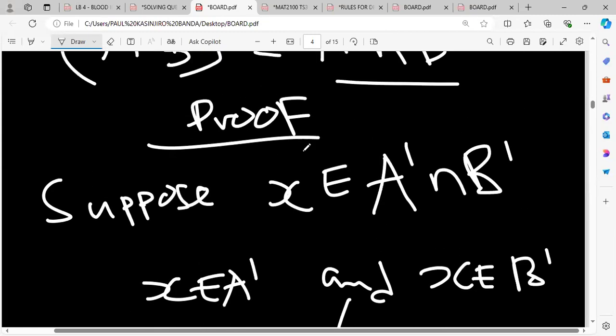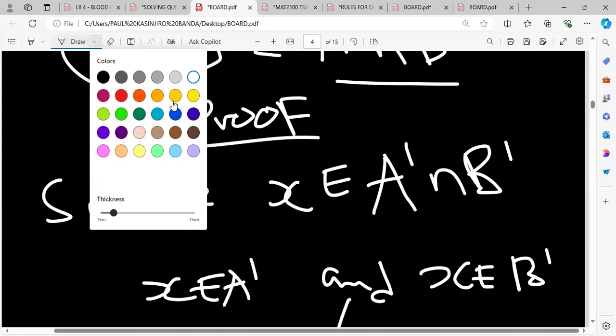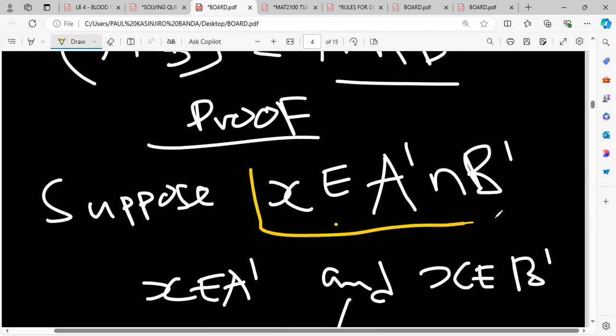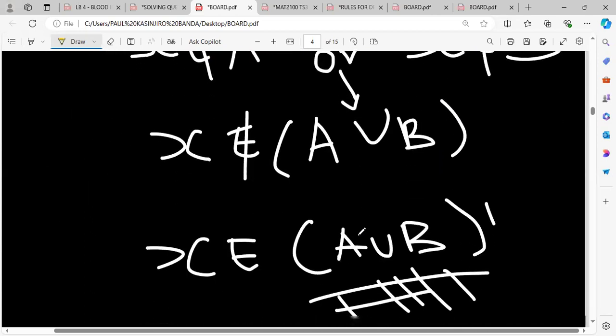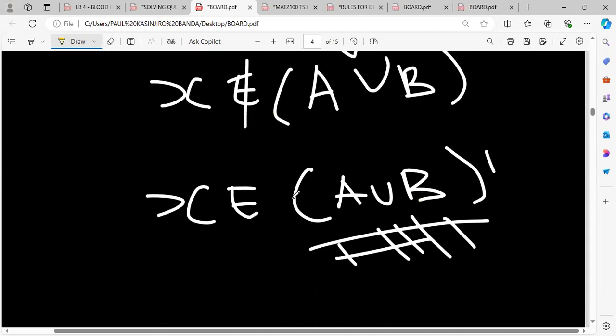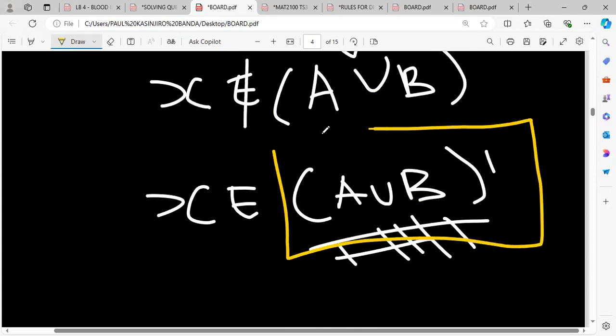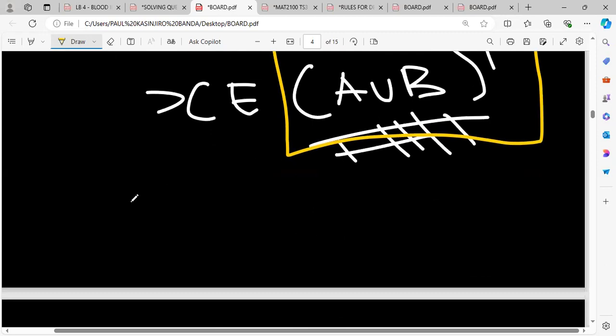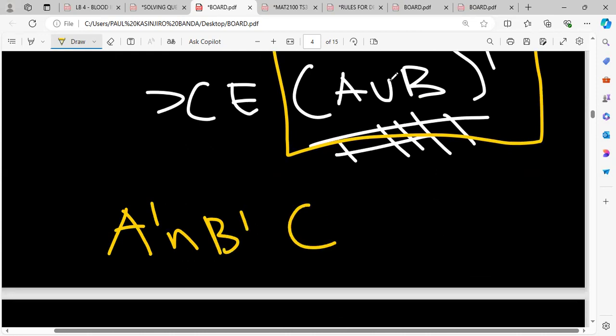Okay, so initially, then let me change the color. So initially, we had an X that was present in the A complement intersection B complement. But right now, when you go down, we see that this X is present in the A union B complement. Okay, so meaning that the A complement intersection B complement is a subset of this guy, which is A union B complement.